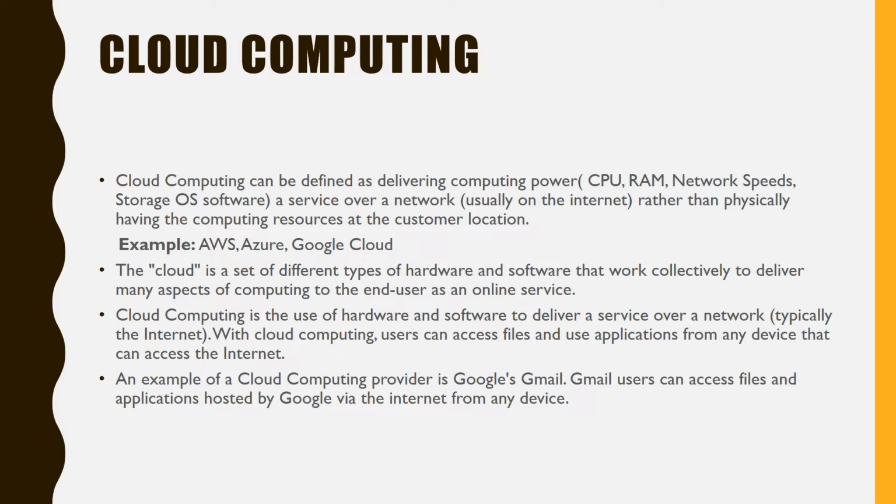For example, you use an email, and you can access your email from anywhere through any computer. An example of a cloud computing provider is Google Gmail. As I said earlier, Gmail is a very fine and most popular example of a cloud computing resource. Gmail users can access files and applications hosted by Google via the internet from any device. Anything that you use over the Google network, that is YouTube or email or any application designed by Google, is generally used on the cloud network.